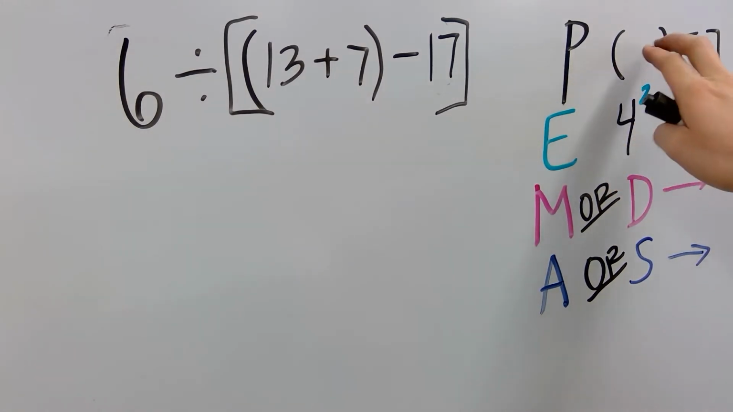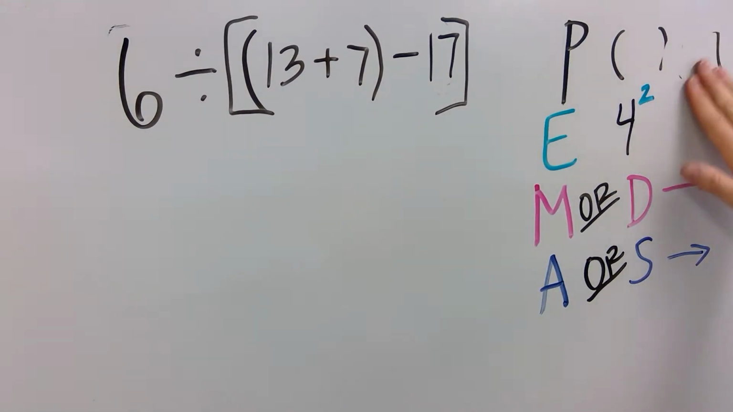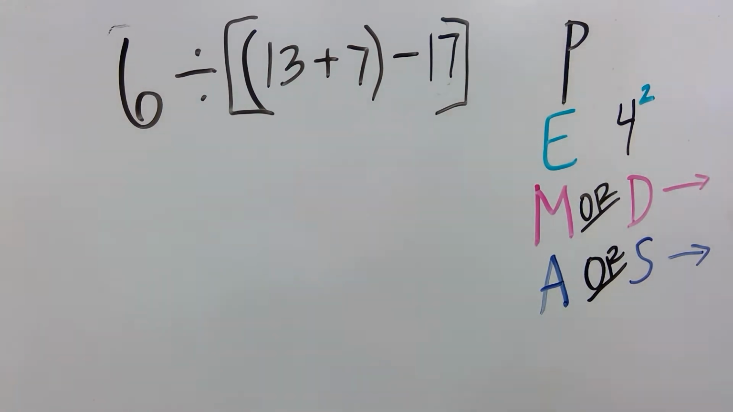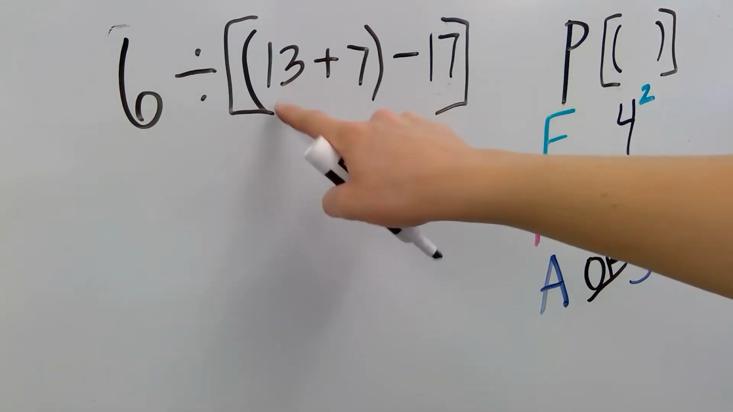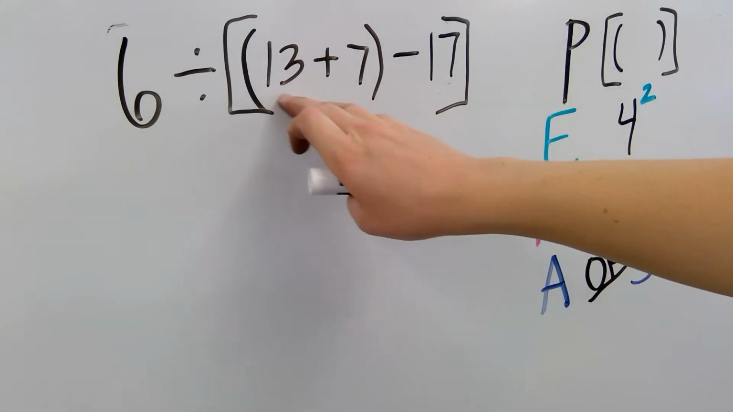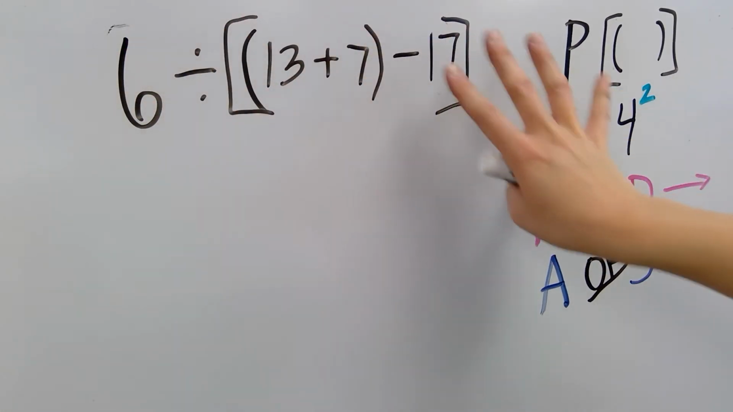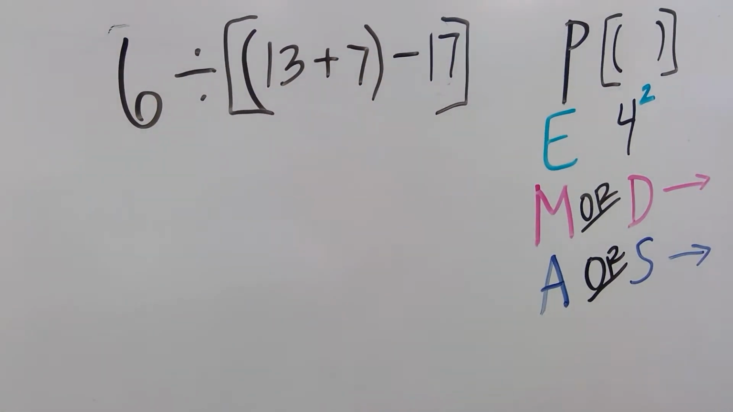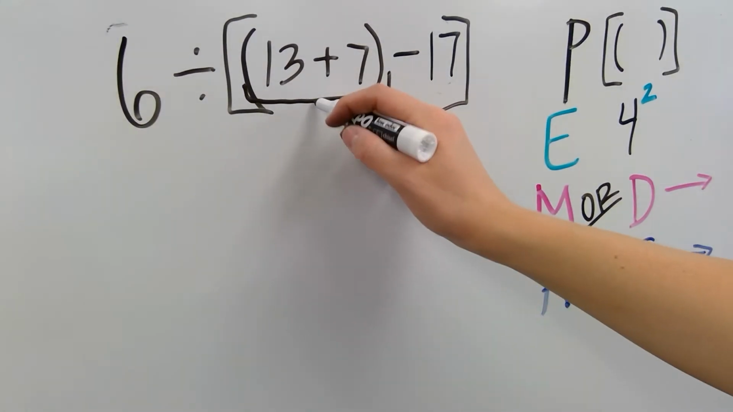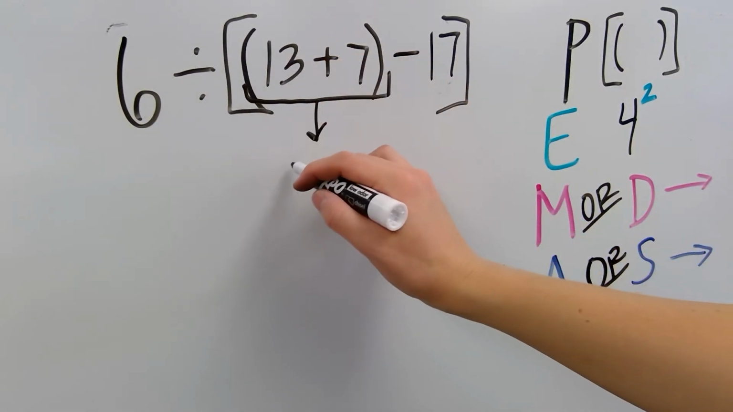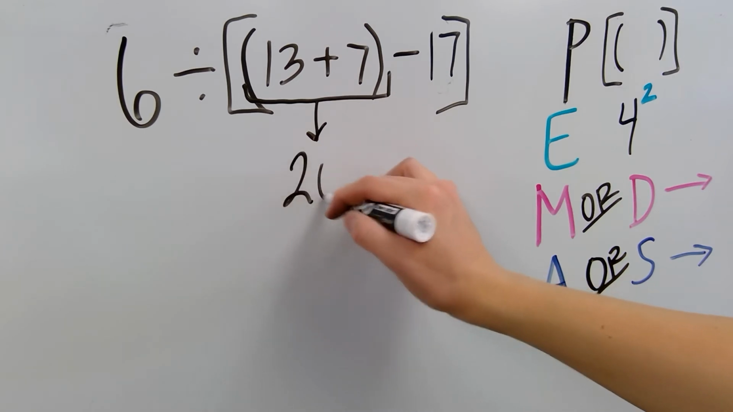Our first step, we work with the parentheses and we go from the inside to the outside. So I should really redraw this. I'm going to draw parentheses and put brackets around it. We've got to start with the parentheses that are in the most inside, so ignore every other bit of the problem. All I'm going to do is solve this part right here. 13 plus 7 is 20.